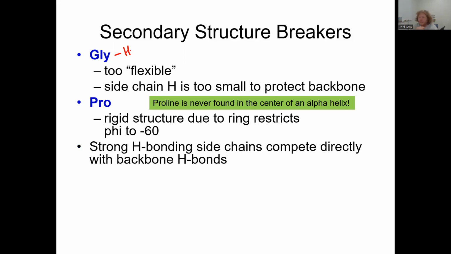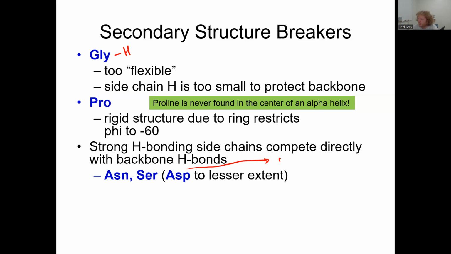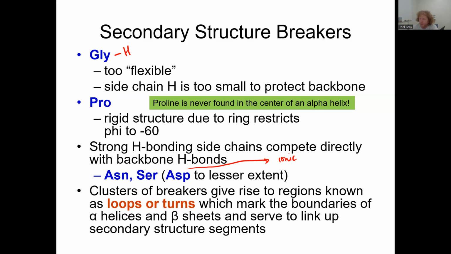Strong hydrogen bonding side chains compete directly with backbone hydrogen bonds. So asparagine, serine, aspartate are all good hydrogen bond formers. But one thing to keep in mind is, what is aspartate more likely to form? Ionic interaction. Clusters of breakers: if you have multiple of these breakers packed together, then you're going to give rise to our third form of a secondary structure, and that would be a beta turn.